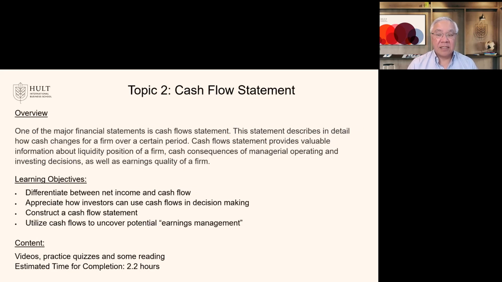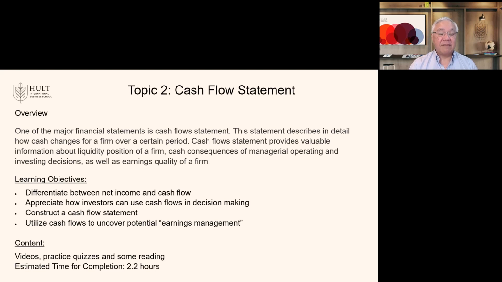Second topic is cash flow statement, and one of the major statements is a cash flow statement, and this looks at change in cash over a certain period of time, typically 1 year, and it looks at valuable information about the liquidity position of the firm and the cash consequences of managerial operating and investing decisions, as well as the earnings quality for the firm.